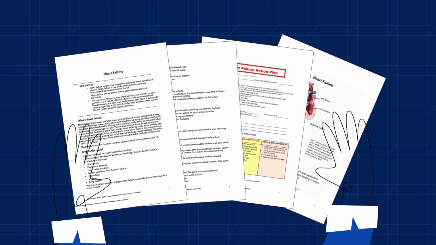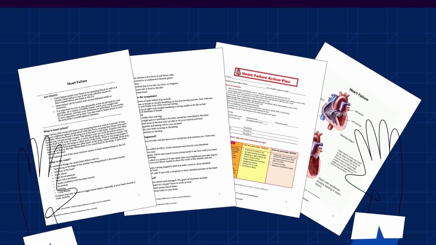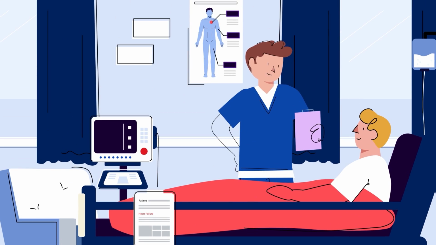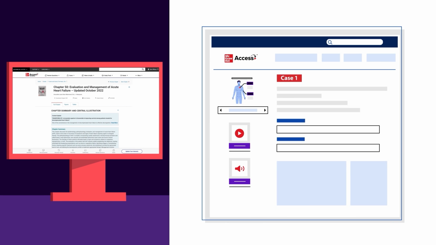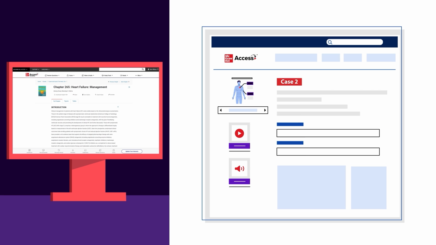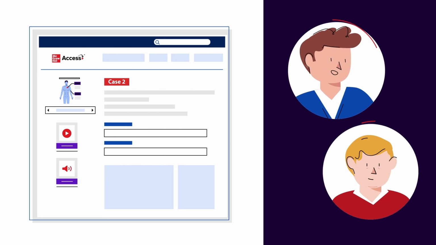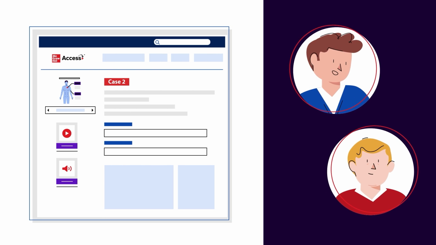I have access to clear patient education handouts on heart failure, helping me communicate effectively and confidently with patients. With Access, I feel confident dealing with complex heart failure cases. It's the resource I rely on to bridge the gap between my textbook knowledge and real-world patient care.